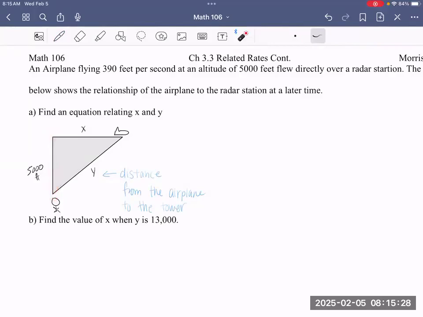Now, I did not draw my airplane up above here because then it would just be a straight line, but we are motioning, we are flying as fast as can be. And so we are traveling away from this radar tower. So can you create an equation based on what we're seeing here?